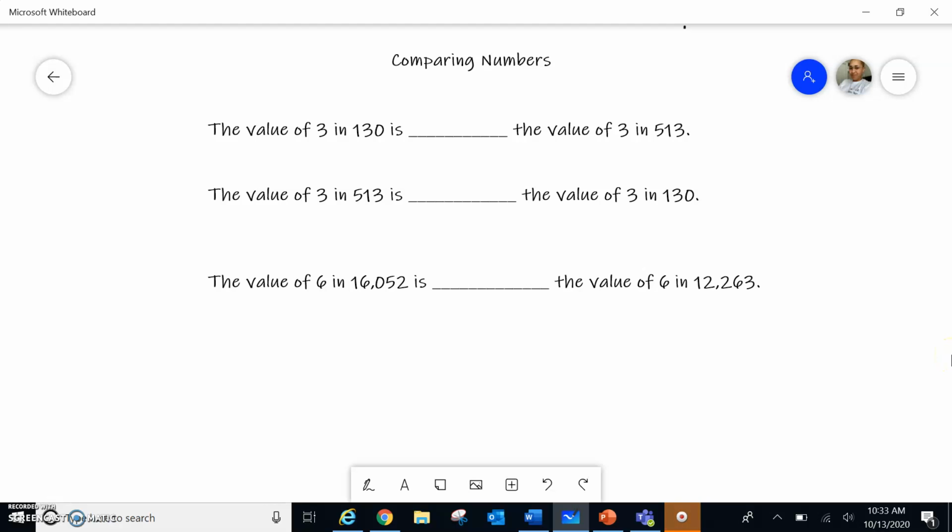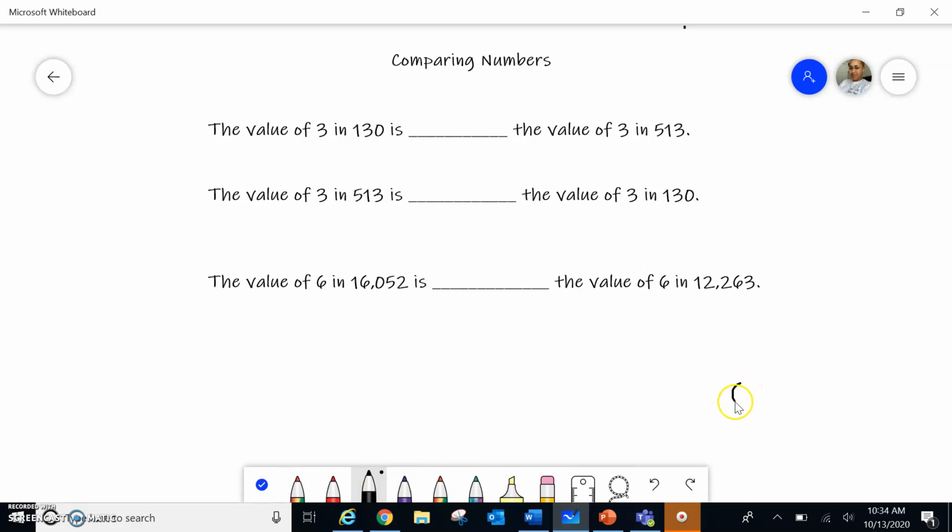Alright, let's talk about comparing numbers. So in the 5th grade, when we compare numbers, we want to use place value to help us, and we also want to use the correct vocabulary. Alright, so first let's talk about our place value.